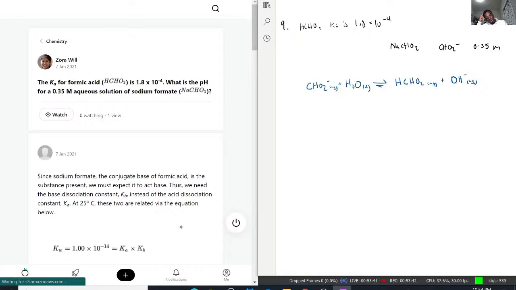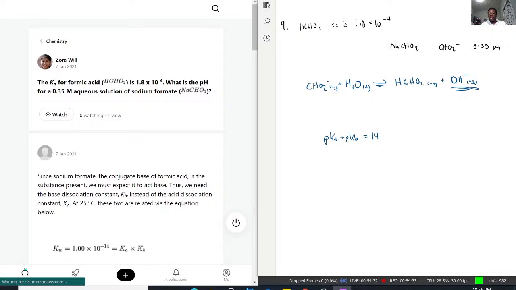Now here's the tricky part. We're given the Ka, but because of the OH minus, we actually need the Kb. You're probably wondering, how do we get from Ka to Kb? The same way we get from pH to pOH. Because the acid and the conjugate base are related like that, Ka multiplied by Kb gives you 1 times 10 to the negative 14. Or in simpler terms, if you turn Ka to pKa, the formula is pKa plus pKb equals 14.